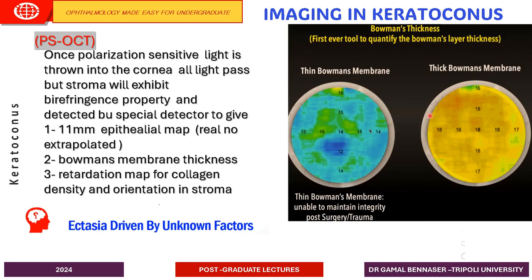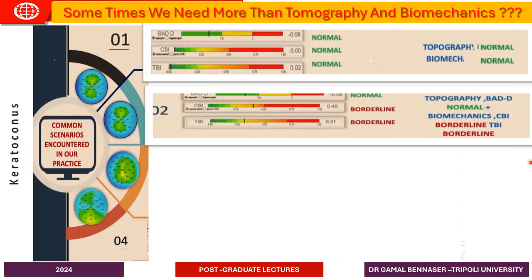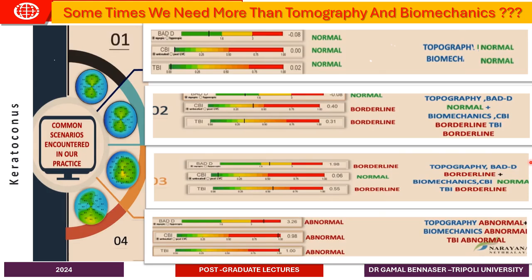As you can see here, this is the Bowman's membrane thickness. This picture shows a very thin Bowman's membrane, and as you know, the importance of the Bowman's membrane and its integrity in maintaining the stiffness of the cornea, and also its role in the pathogenesis of keratoconus. And this image shows a thick Bowman's membrane, in a patient who is not at risk of developing keratoconus. Now, the problem that arises is that, as you know, sometimes even with topography and corneal biomechanics, the CBI and the TBI, you will find normal topography and/or tomography and abnormal CBI and TBI and so on.